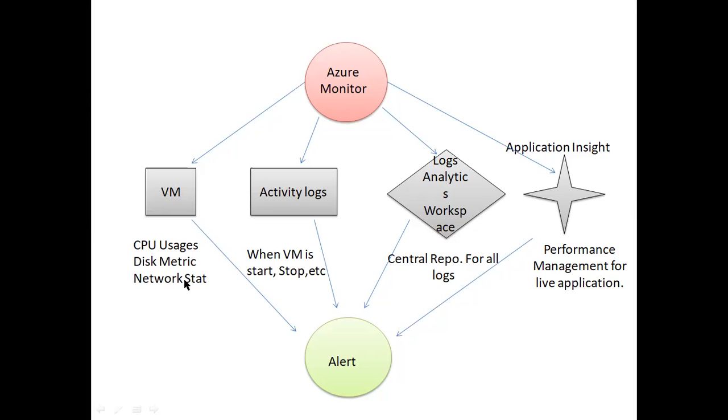Let's move to the next topic, that is the activity log. Activity logs can also be called administrative logs. In activity logs we can monitor when a VM is started, when a VM is created, when a VM is deleted, when a VM is modified. It all comes under the administrative or activity log. It means whatever activity is done by you on the portal all comes inside the activity log.